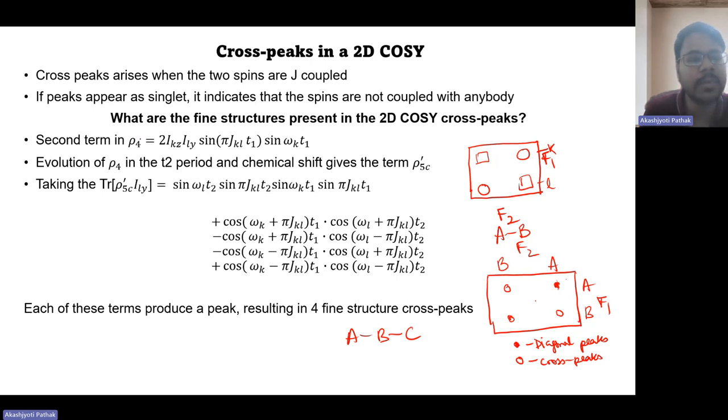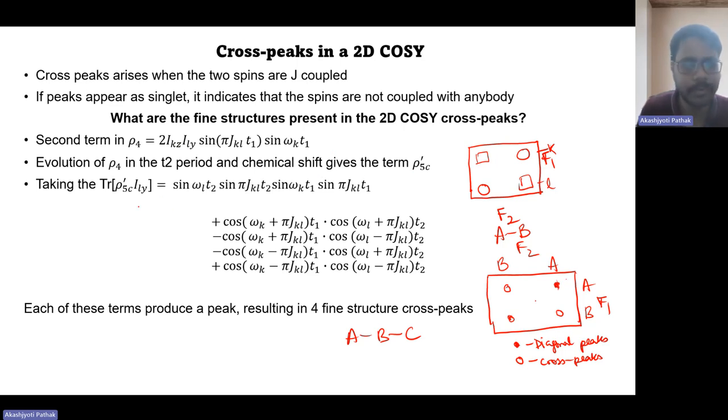So the second term in the density operator at the fourth time point gives us this equation: 2 I_kz I_ly sin(pi J_kl t1) sin(omega_k t1). Now, evolution of this rho 4 in the t2 period and the chemical shift will give us this. This I had derived, so I'm not explaining it in much detail.